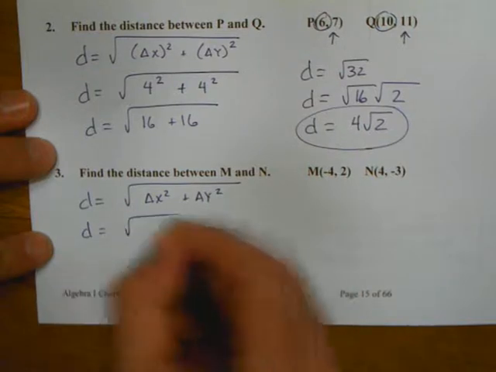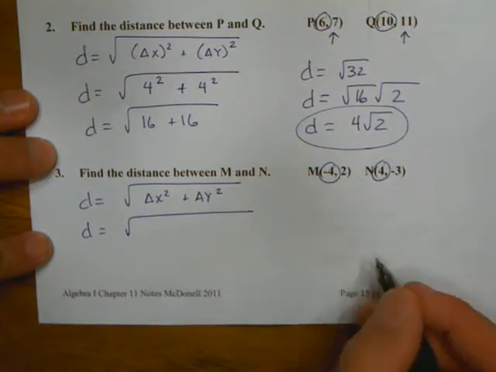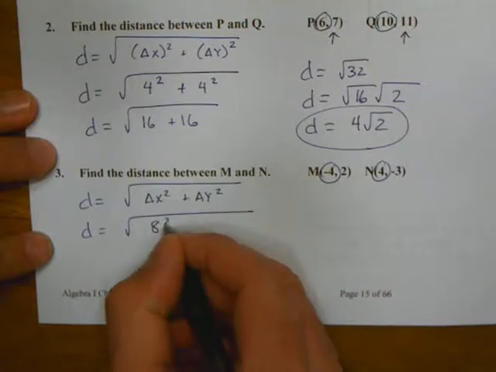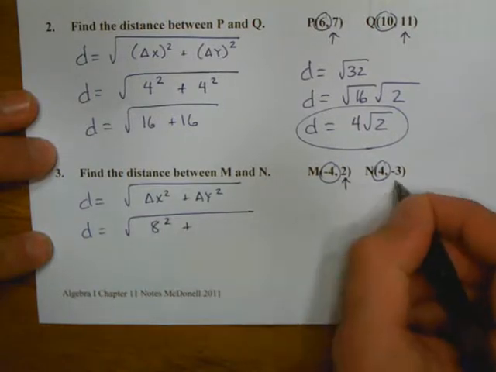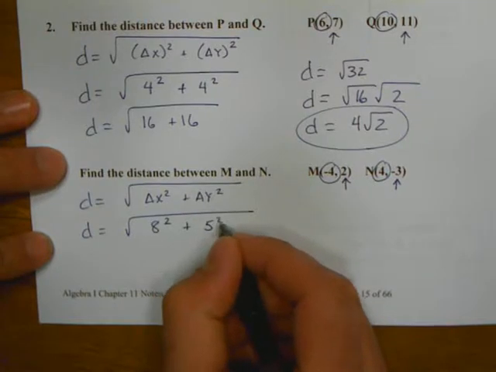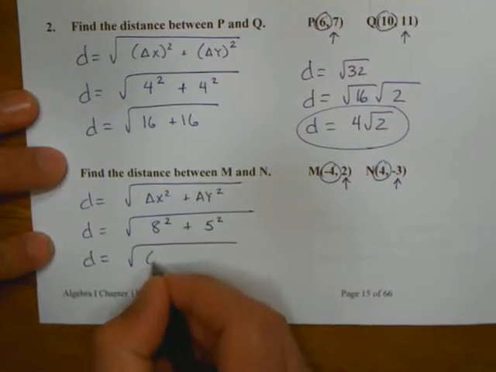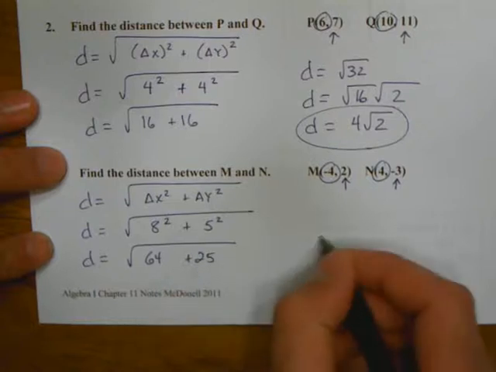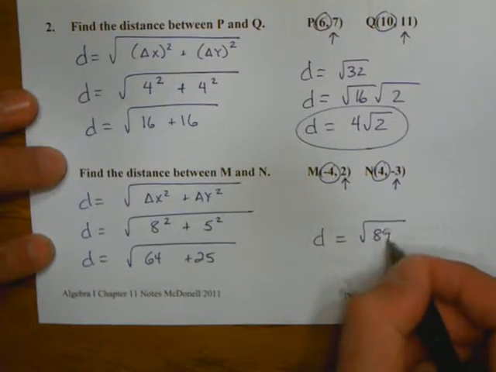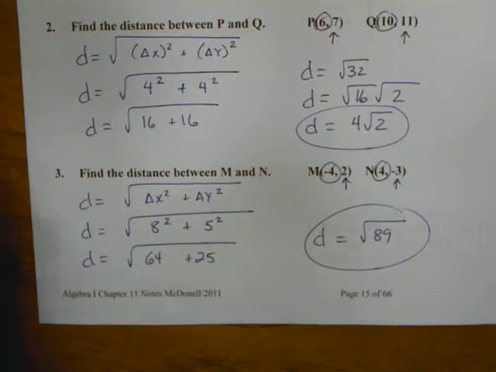Let's look at number 3 and think about it using the change idea. The distance equals the square root of the change in x squared plus the change in y squared. Well, I'm going to circle my numbers. Between negative 4 and positive 4, that's a change of 8. Between positive 2 and negative 3, that's a change of 5. So I have the square root of 64 plus 25, and my answer is the square root of 89. So it all depends on how you want to consider and look at our problems, whether it's difference or change, but both are correct.